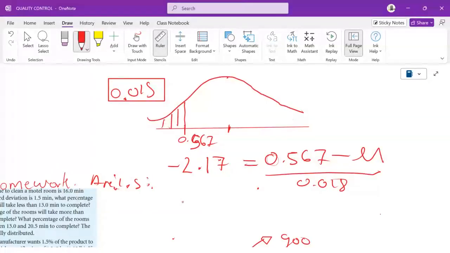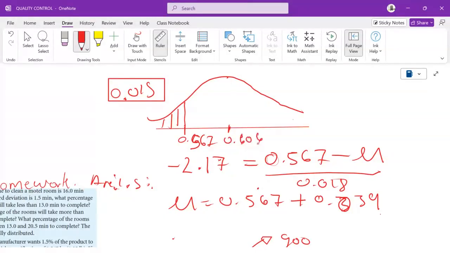Then we need to swap around because it's negative. Swapping around, we're going to have this equals 0.567. I think this is going to be a plus 0.039. Okay, then plus 0.567. Then our mean is 0.606, and obviously you can see where it's positioned above, which is good.